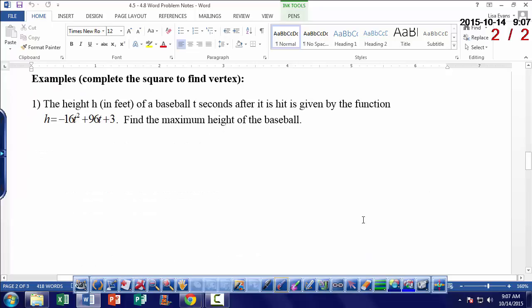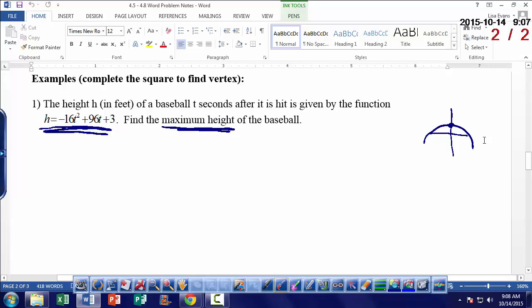Okay, the height, h in feet, of a baseball t seconds after it is hit is given by the following function. Find the maximum height. So you're given everything you need in this situation. We don't need to plug anything in, but we do need to solve for maximum height. So maximum height, we're not finding time. Maximum height is the vertex, because remember we have a parabola. We want to find how high this can go.